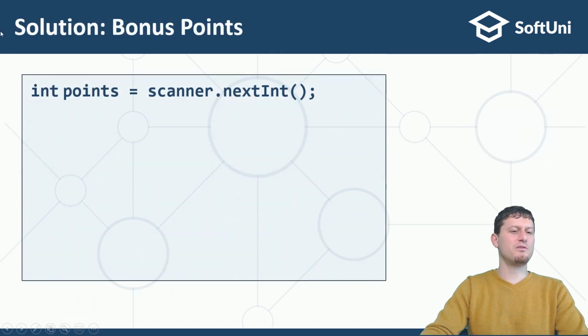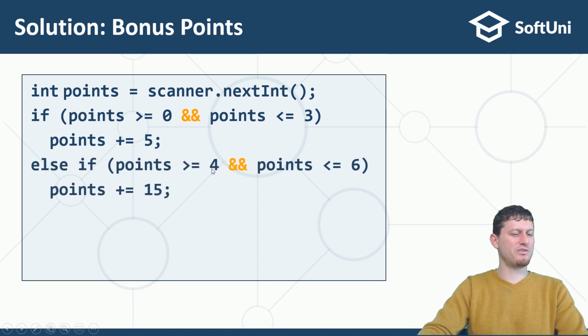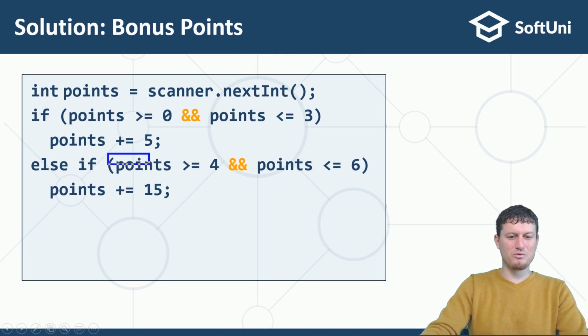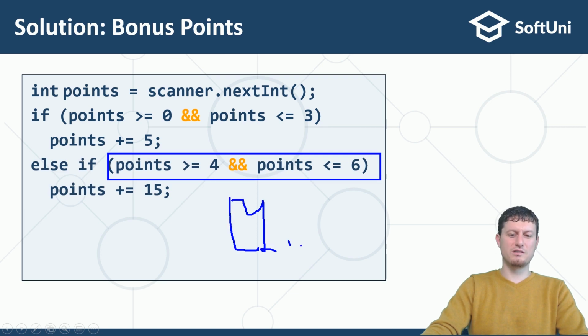How can this be implemented? Bonus points. We read the bonus points. If the points are from 0 to 3, we add 5. Otherwise, if points are from 4 to 6, which means the points are bigger than or equal to 4, and at the same time bonus points are less than or equal to 6, this means that we have the range 4 to 6. This is how we express this in Java.